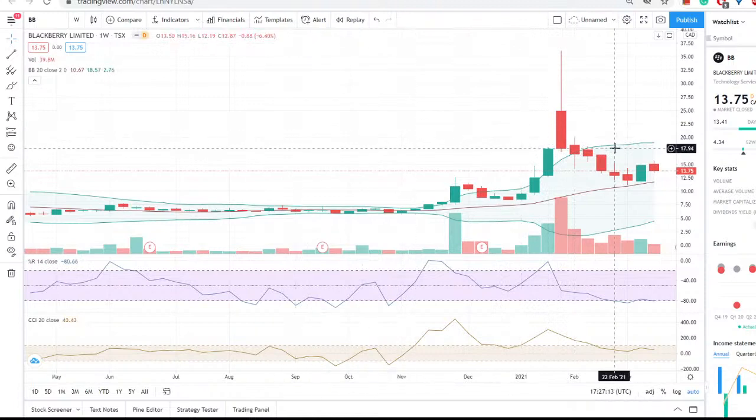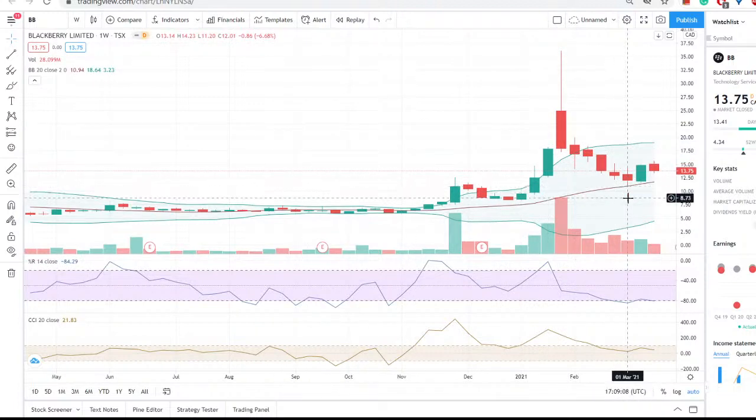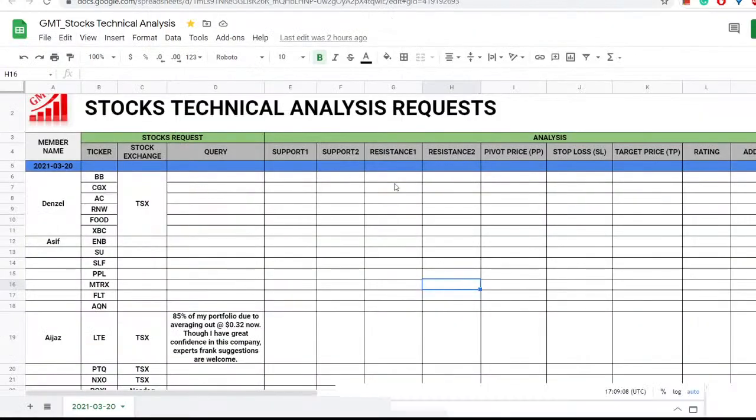So if you really must enter long term, my suggestion would be between 8.5 and 9 as your entry point. If you're looking for short term gameplays, that becomes a different thing altogether.